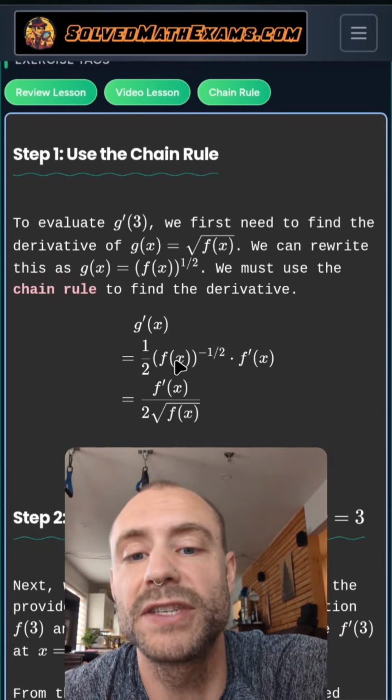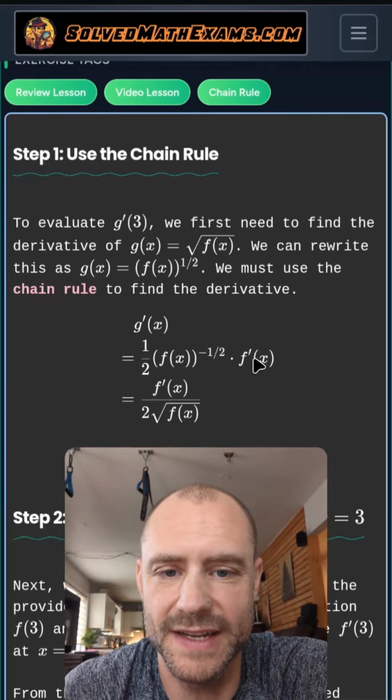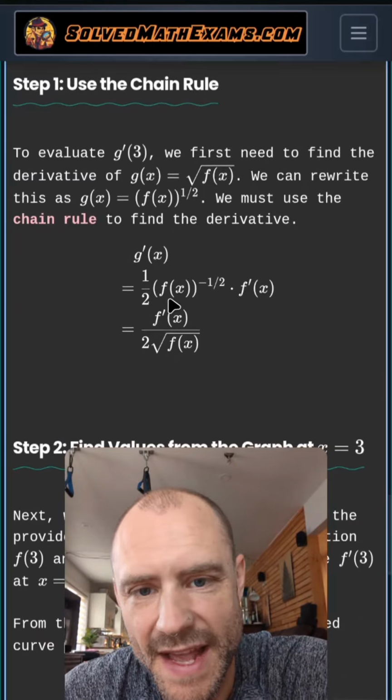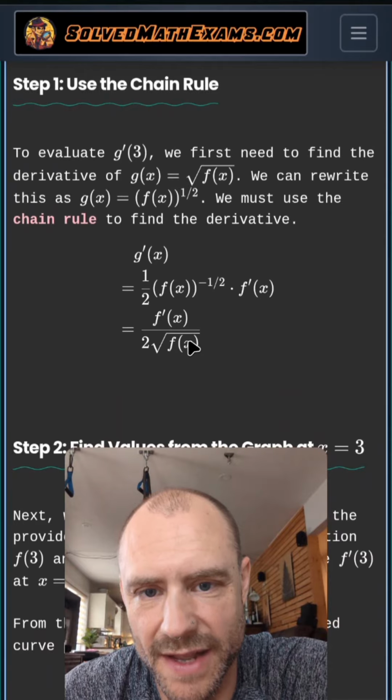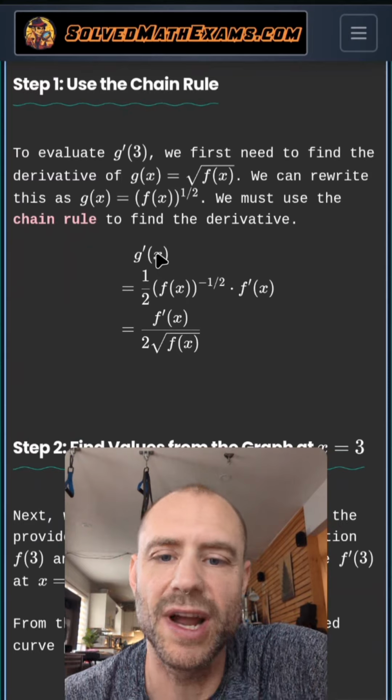It happens to be a function f at x. If it was h of x, if it was a constant, if it was just a variable, whatever it is, you've got to take the derivative of the inside stuff. And then you just do a little bit of algebra to rewrite things in a nice and neat way. And now we have an expression for g prime at x.